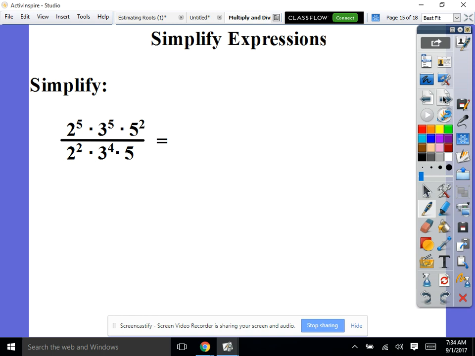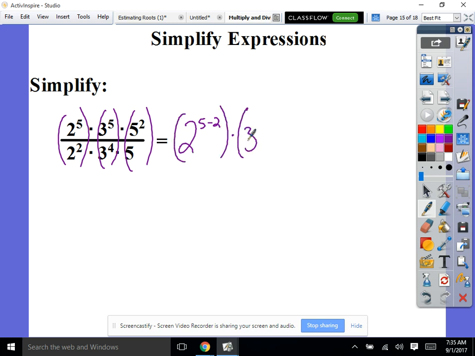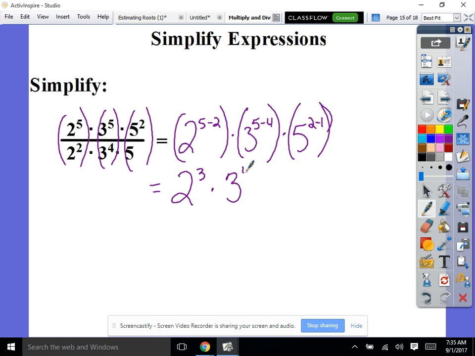All right, so we're going to group our 2s together, our 3s together, our 5s together. So now we have 2 to the 5 minus 2 times 3 to the 5 minus 4 times 5 to the 2 minus 1. I'm going to drop down here. So that would be 2 to the 3rd times 3 to the 1st. And you don't have to put that. I just put it so you can see it. You could just leave it as 3 because 3 to the 1st power is 3. And then 5 to the 1st.